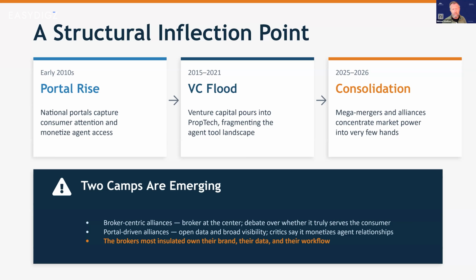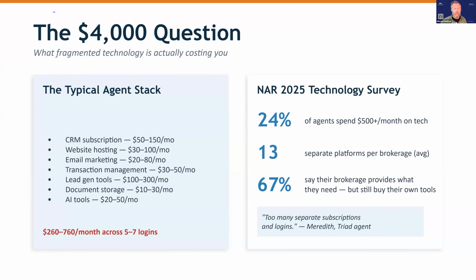Wherever you sit on the debate, the brokers and agents who will be the most insulated are the ones who own their brand and are able to bring their client database continually to them as a source of truth, and they own their workflow. Because everything that we're going to cover, from how you structure your tech stack to how you stay in front of your clients between transactions, connects back to that. How do we put you as the trusted source in front of your clients?